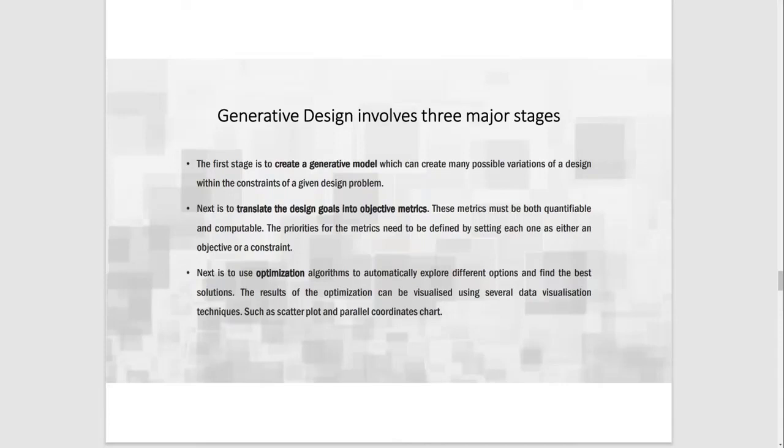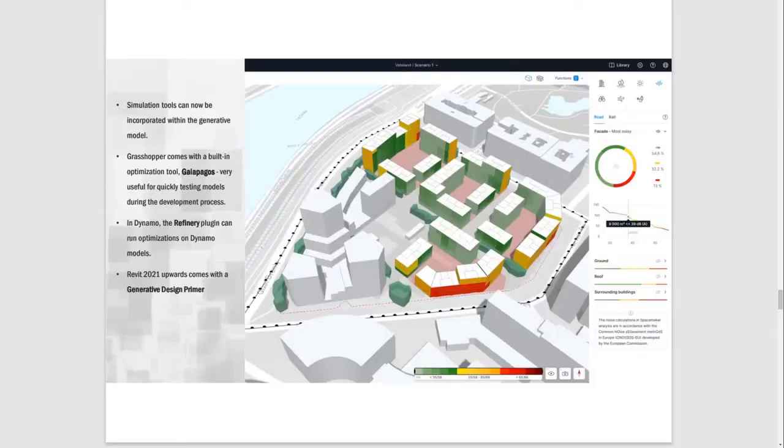After you've told the computer how to evaluate each of these solutions in the generative model, the final step is to optimize with an algorithm. You make use of optimization algorithms to explore the various options, and then the computer will help you find the best solution. The results of this can then be visualized using different visualization tools. You have scatter plots, you have parallel coordinate charts. So those are the three major steps when it comes to generative modeling.